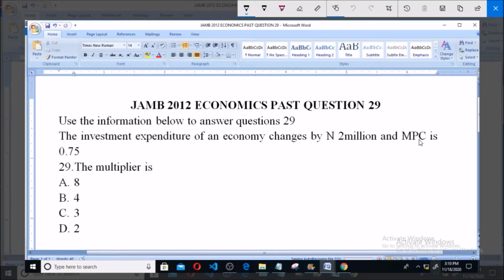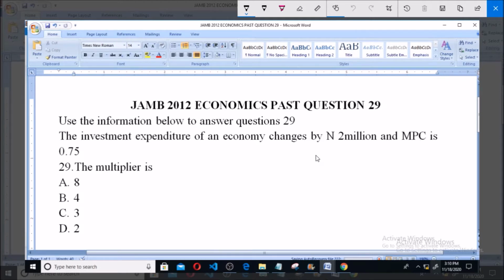Welcome to JAMB 2012 Economics past question number 29. So we use the information below to answer question 29. Investment expenditure of an economy changes by 2 million naira and MPC is 0.75. The question now says the multiplier is what?